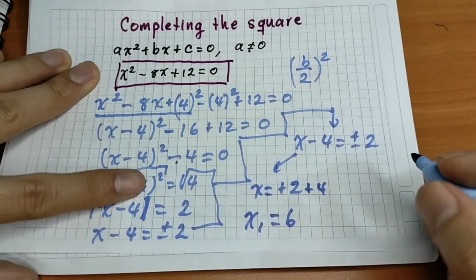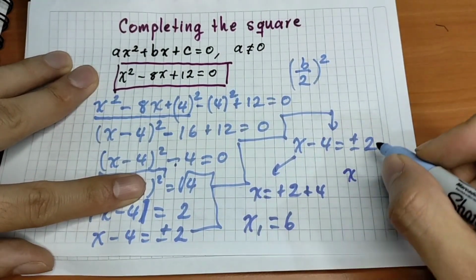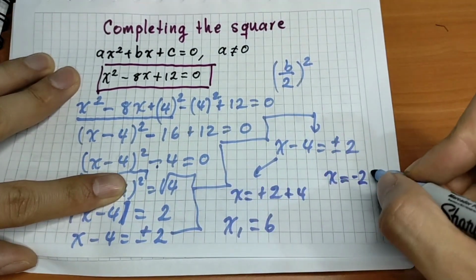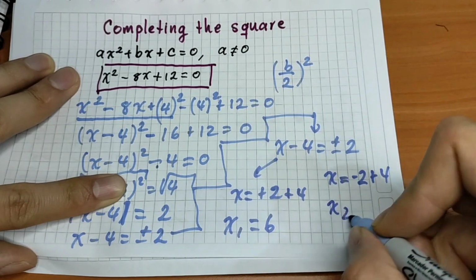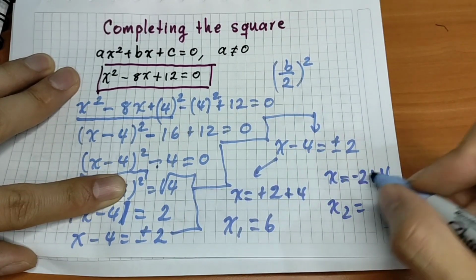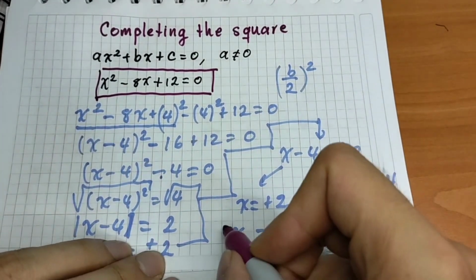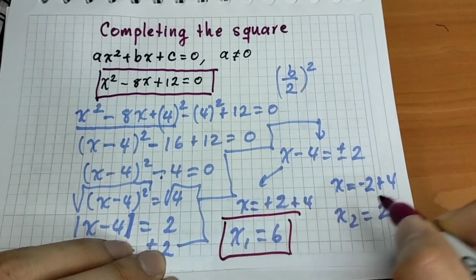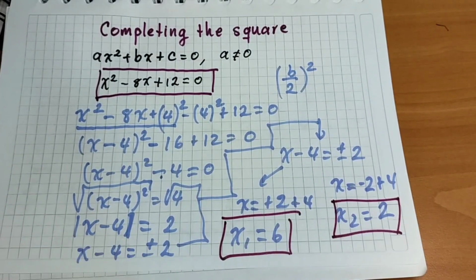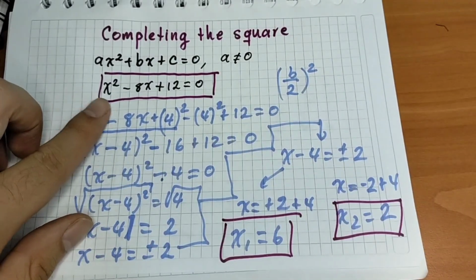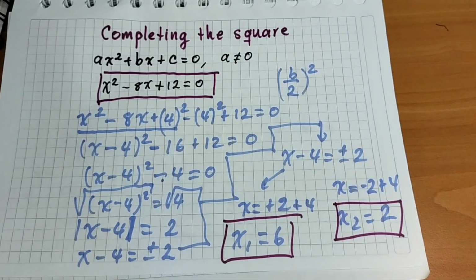And in the second solution, I have the negative version of the 2, so x is equal to negative 2 plus 4. Then x2 is equal to 2. So we arrived at two solutions that theoretically represent the points where the function is crossing the x-axis, or we can also interpret that as the values of x that make the function take a value of 0. So just to make sure that we are fine, we are going to check this result in GeoGebra.